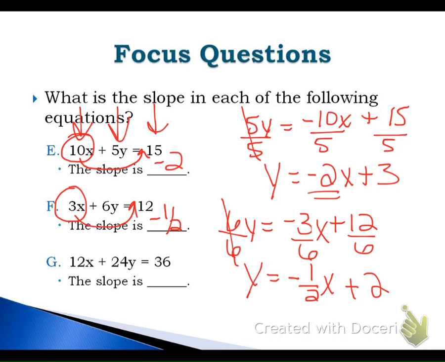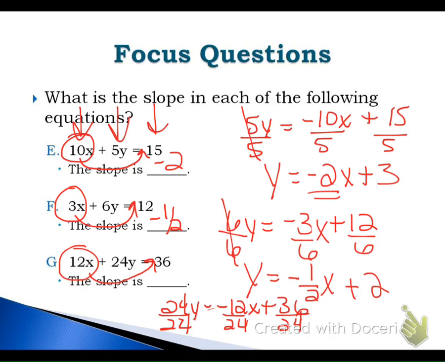Alright, next, you need to move that 12x to the other side of this equation. So you have 24y is equal to negative 12x plus 36. Divide everything by 24. So y is equal to negative over a positive equals a negative. 12 over 24 is 1/2 x plus 36 over 24. That's improper.